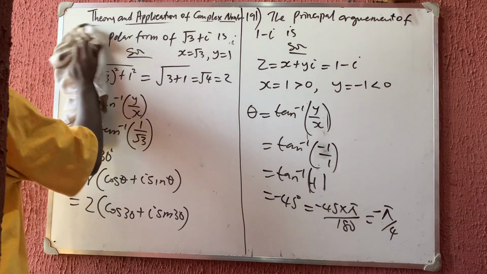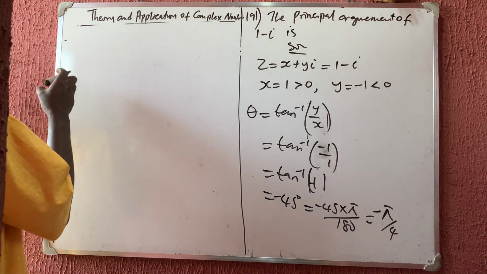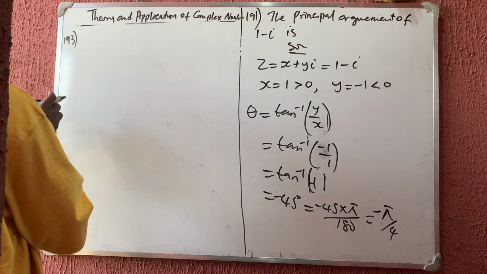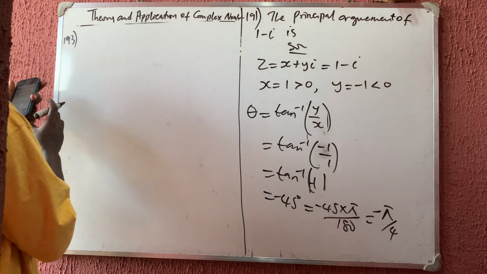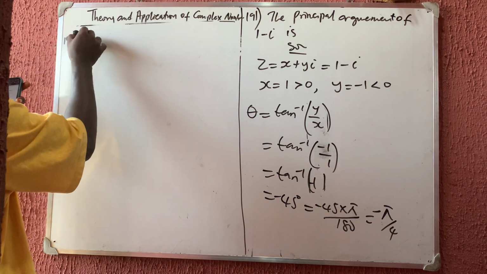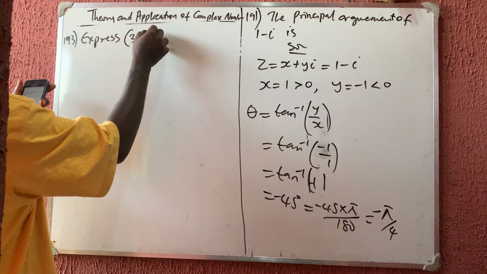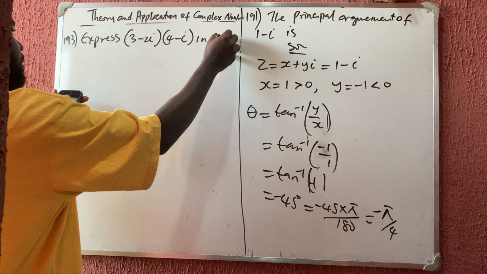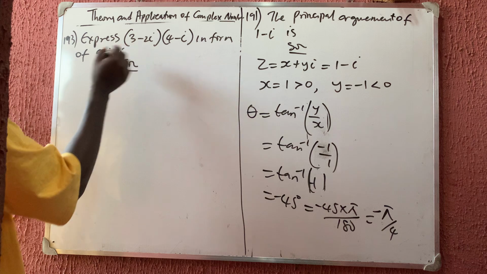Question number 193. Okay, out of how many questions? Almost 231. Okay, 193. They said express 3 minus 2i over 4 minus i in the form of a plus bi. Solution: just open this bracket.